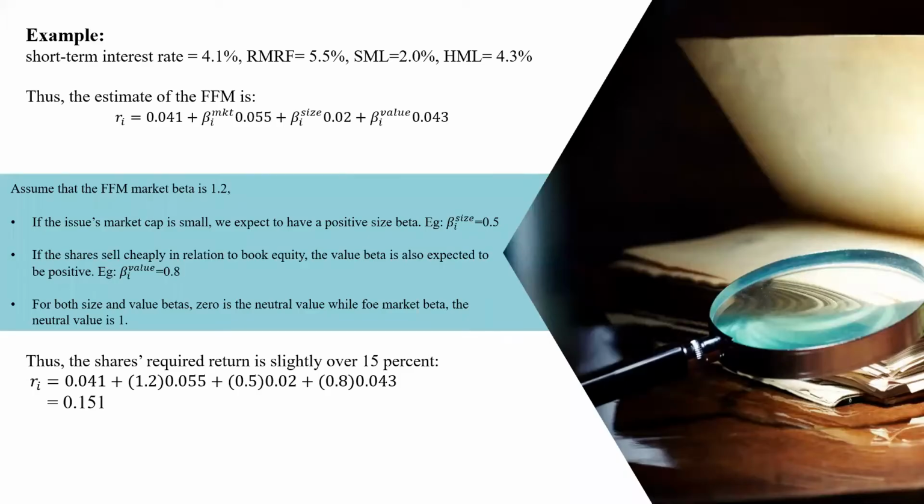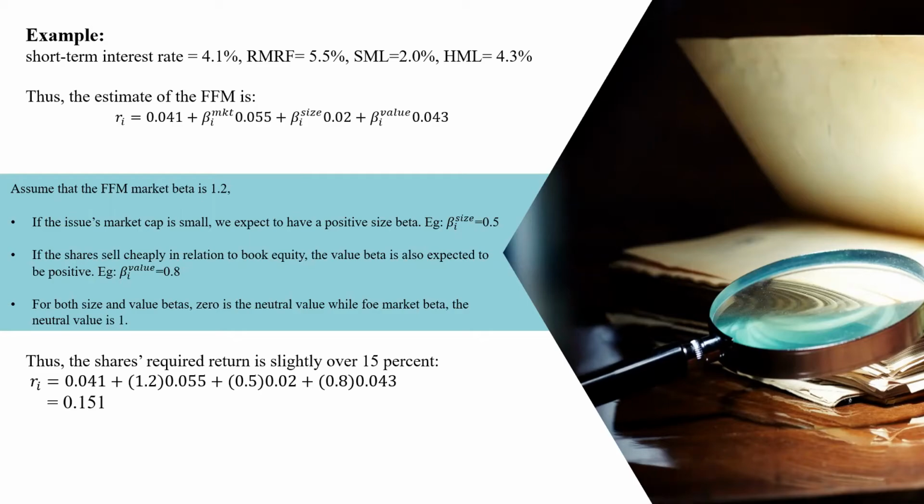For example, the short-term interest rate is 4.1%, RMRF is 5.5%, SML is 2.0%, and HML is 4.3%. Substitute all the information into the equation and we will get the estimate of FFM as shown in the slide. Assume that the market beta is 1.2. If the issue's market cap is small, we expect to have a positive size beta, for example 0.5.